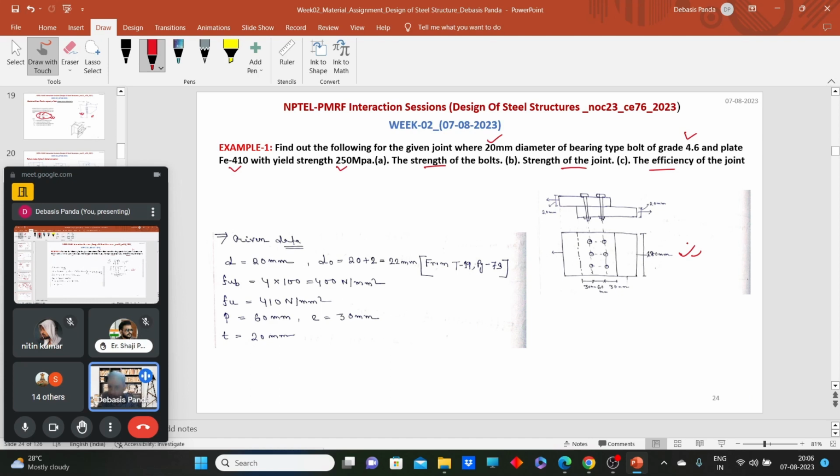The shear capacity of bolt, then bearing capacity of bolt, then the rupture strength of the plate, then the yielding of cross section area, that due to that TDG we have to calculate, then we can find out the parameters. So whenever you have any kind of problems, first as a designer, write a section, given data, what data is provided.